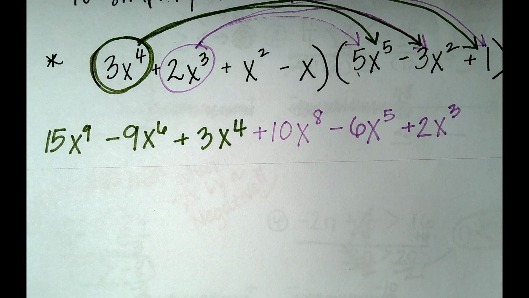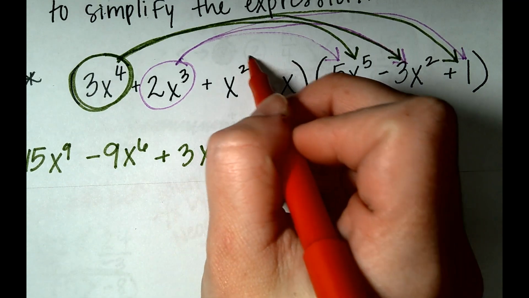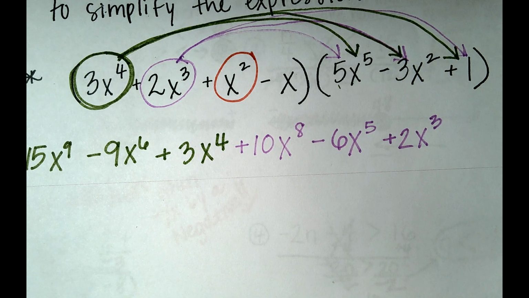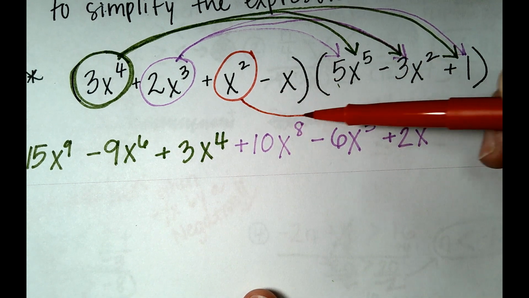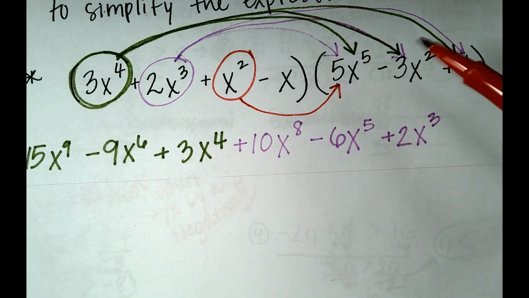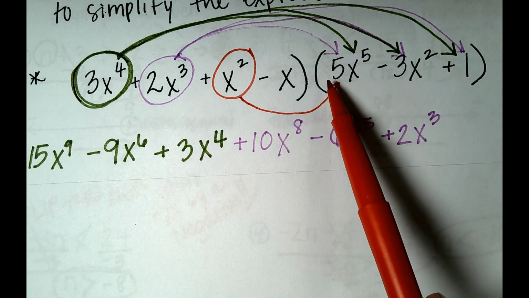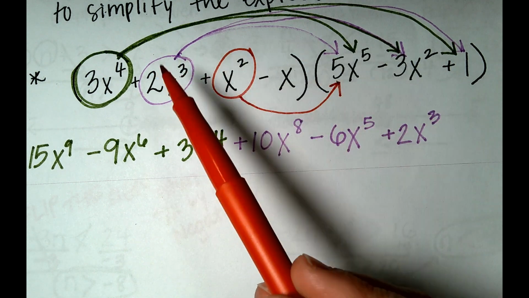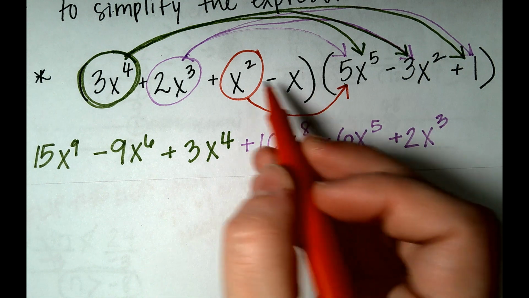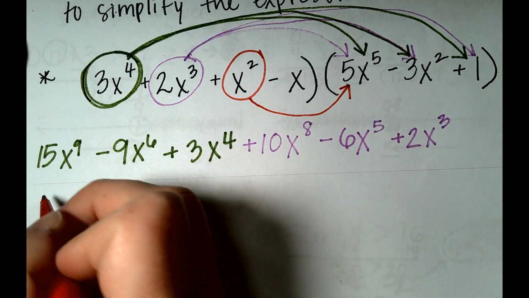Now, next term, x squared. What am I multiplying it by first? 5x to the fifth power. There's no number in front of x squared, so it'll stay 5, and then x to the 7th power. 2 plus 5 is 7. So I'm going to go below, and I'm going to write 5x to the 7th power.